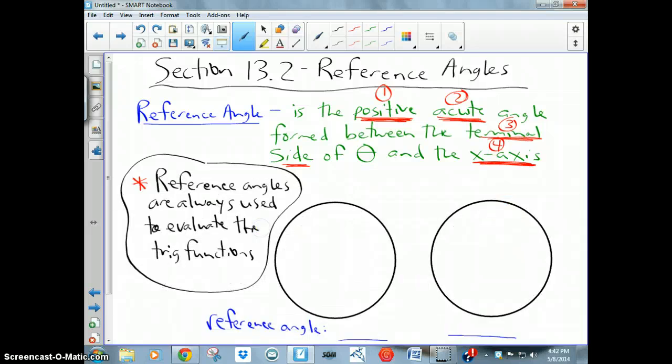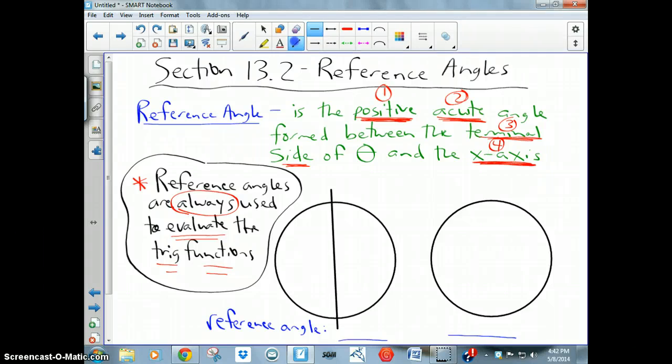Now, reference angles are always used to evaluate the trig functions. Never use any other angle other than a reference angle. Now let's discuss reference angles and what they are.